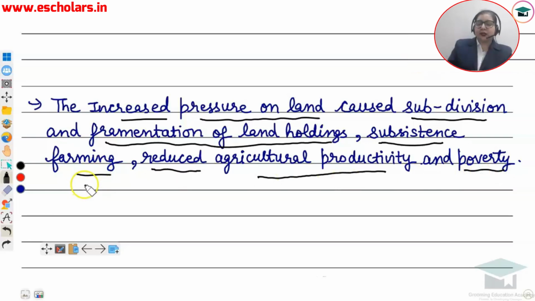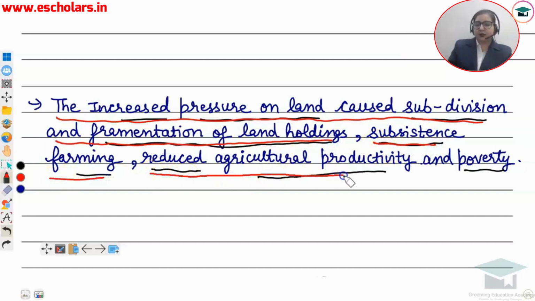Since with the decrease in agricultural productivity, the income of the agriculture sector also reduces. In other words, the people who are dependent on the agriculture sector for their income will be in a poor state now. Okay, so let's recall it till now. The increased pressure on land caused subdivision and fragmentation of land holdings, subsistence farming, reduced agricultural productivity and poverty.